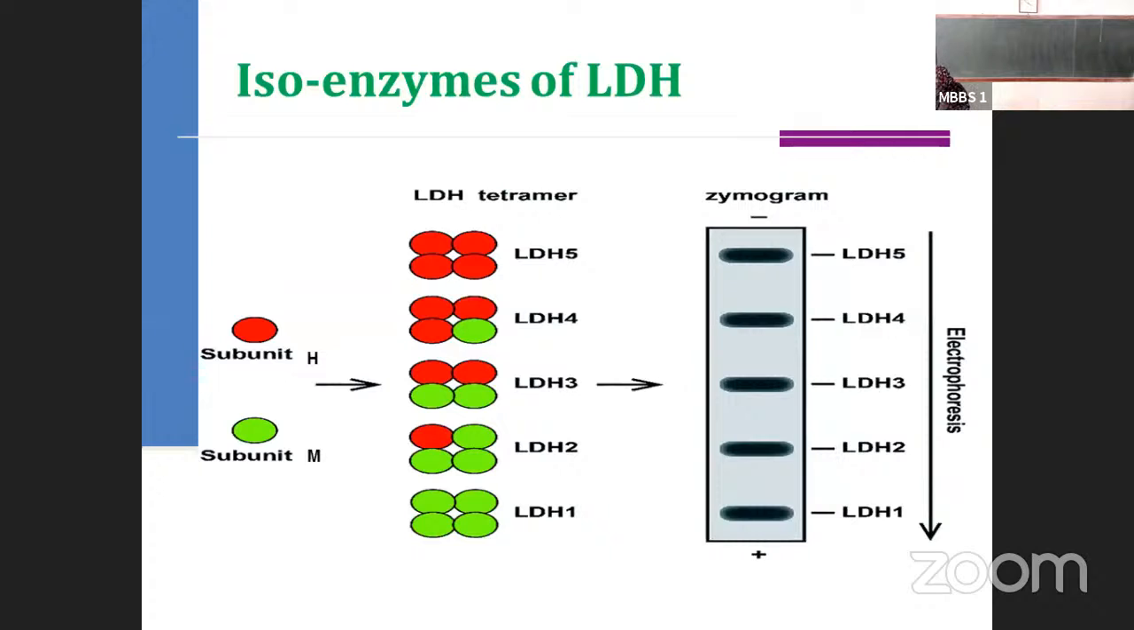So how are these different? There are 5 isoenzymes of LDH: LDH1, LDH2, LDH3, LDH4, and LDH5. So the lactate dehydrogenase enzyme has 5 forms. They catalyze the same reaction, but they are different when we see them on the electrophoretic machine, and they are also different because of the presence of different subunits.